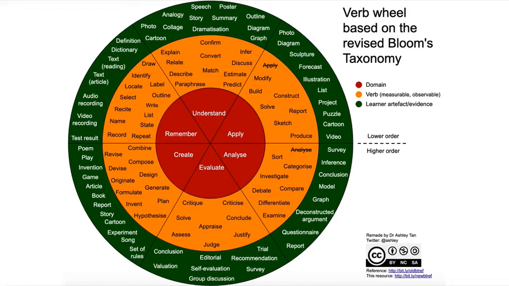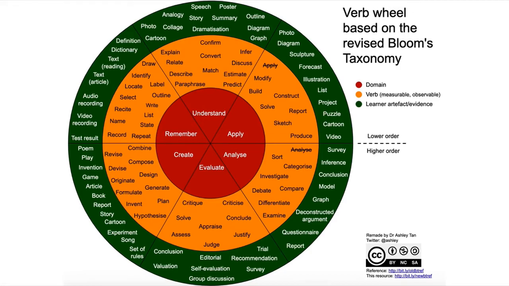So I find this verb wheel to be particularly helpful, because obviously if I'm asking the students to analyse a particular problem, then indeed this is the level of analysis of Bloom's taxonomy. But it's also analysis if I'm asking the students to compare and contrast, to differentiate, etc. An evaluation question, I might be asking them to draw conclusions or to critique, etc.